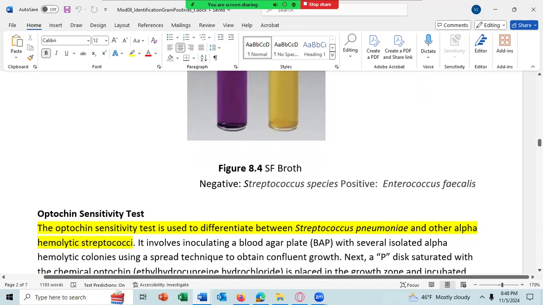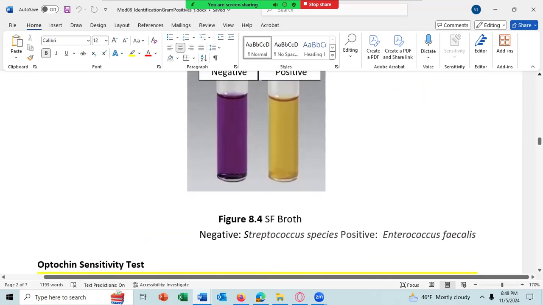Streptococcus species are negative in the SF broth test. Streptococcus pyogenes will be purple. Enterococcus faecalis will be yellow or positive in the SF broth test. Any question about any of that?